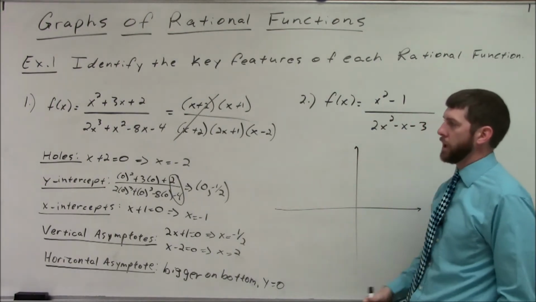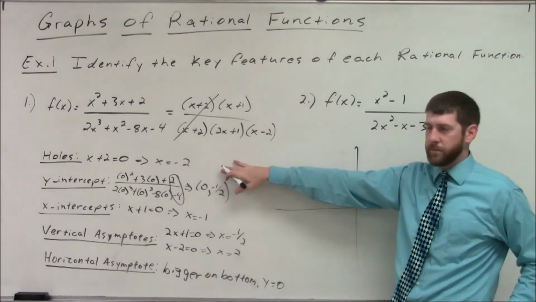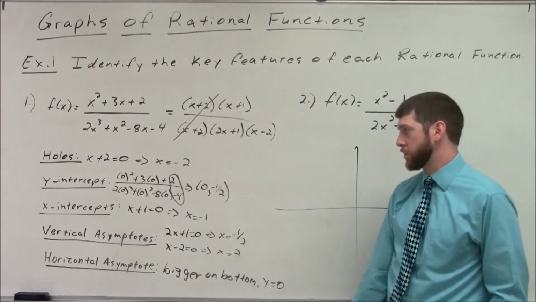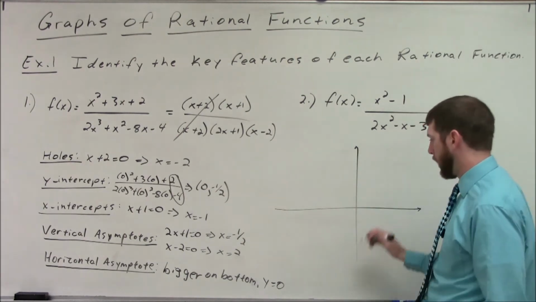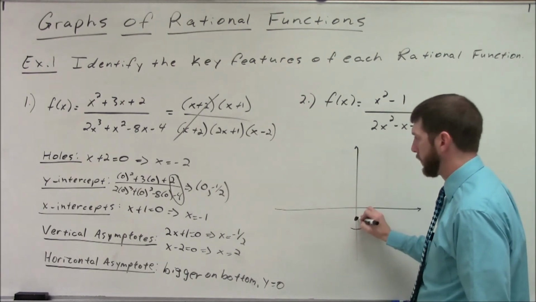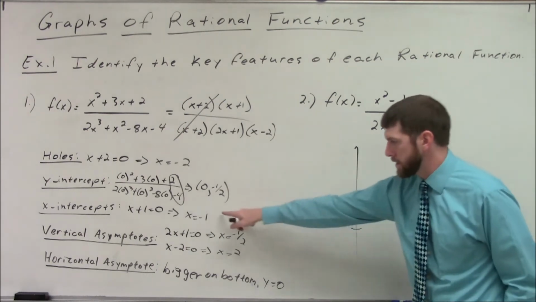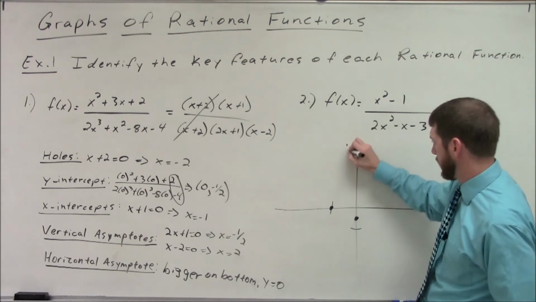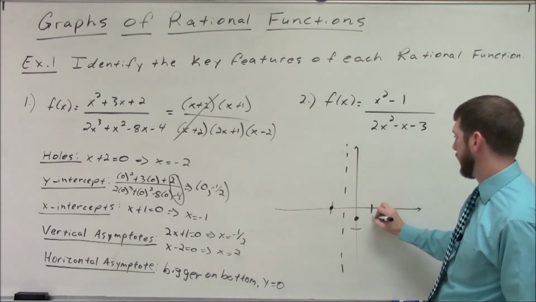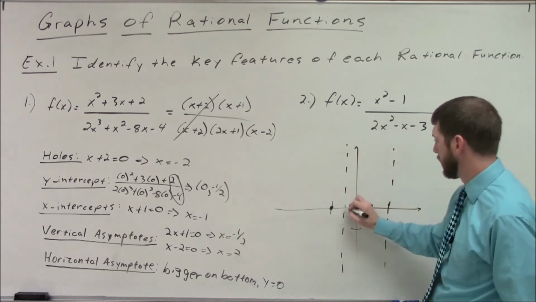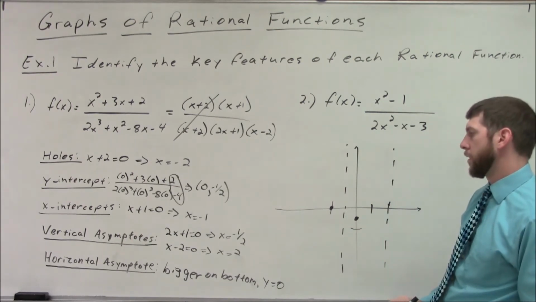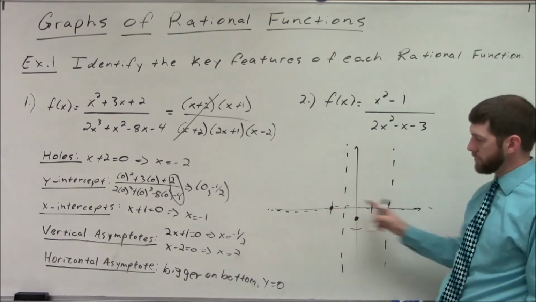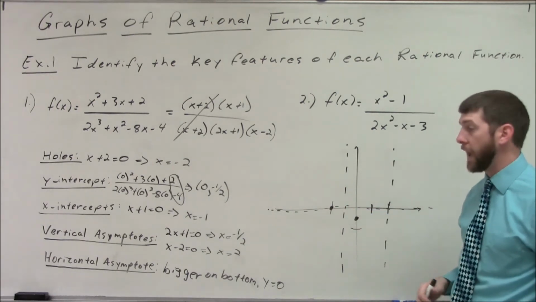As we go through, holes we always do last because they're not actually going to be an intercept or a line. They're going to show up in the actual curve. So let's start with our y-intercept, which is negative a half. Then do our x-intercept, which is at negative 1. Vertical asymptotes are at negative a half and positive 2. Horizontal asymptote, y equals 0. We'll pretend that was a straight line. Now we're ready to graph.